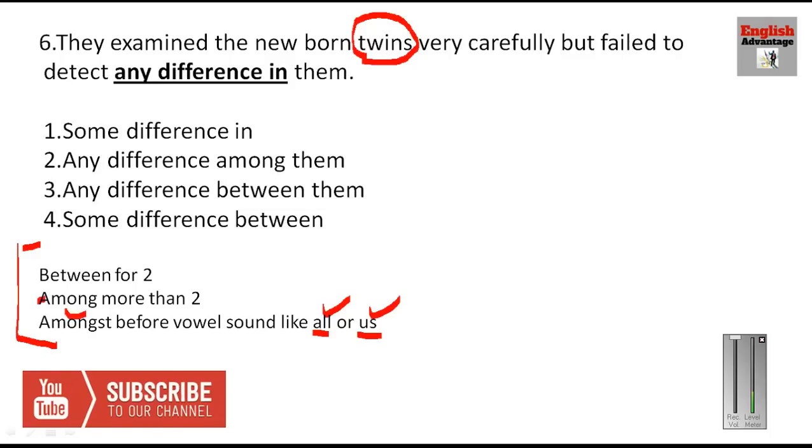Here we are talking about two persons, so that is why we have to use "between." Now where is the "between"? "Any difference between them." So this third option will be the answer. This will be the correct answer of this question. Okay, so now let us see the next question.